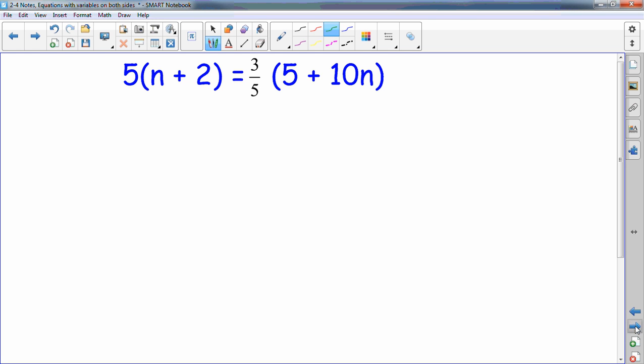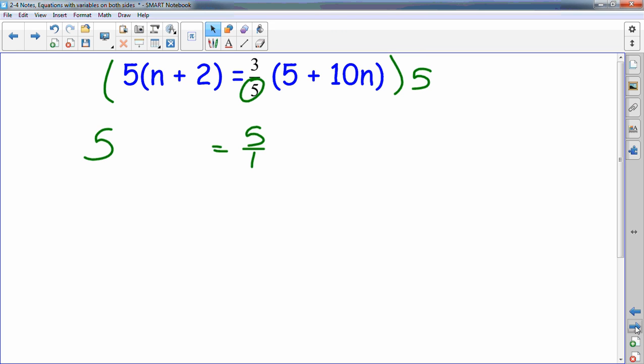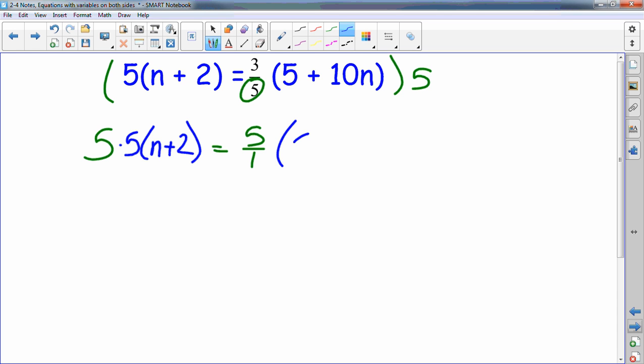Watch what happens. Okay, you can get rid of the fraction. If you multiply by the common denominator, which just has one denominator, we multiply it by 5, so I have 5 times (5n plus 2) equals 5 over 1. Now I'm going to go ahead and put the rest in there. So you can see my green is where I'm putting in the 5.